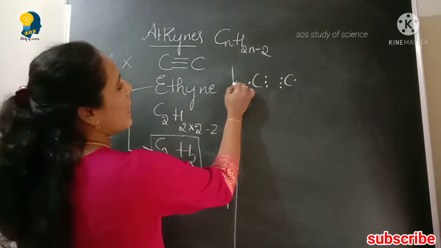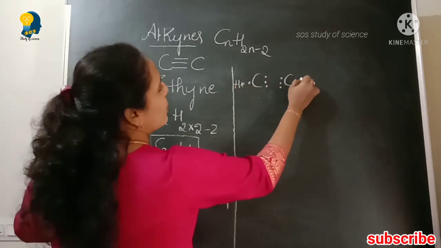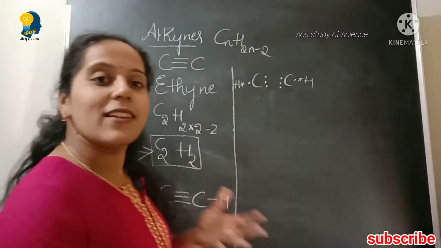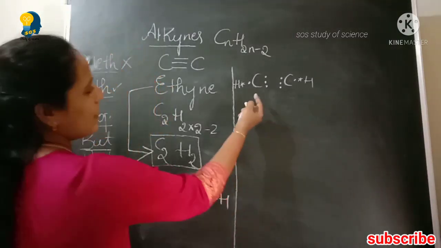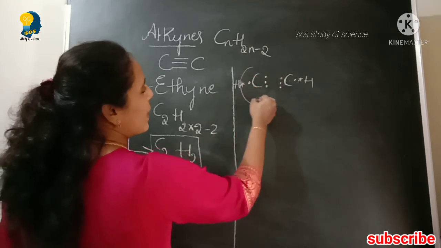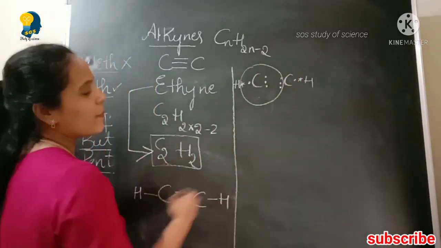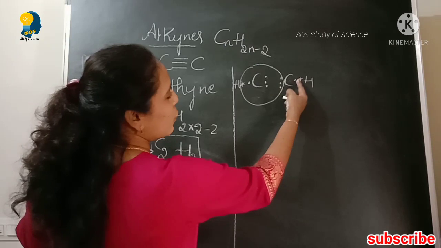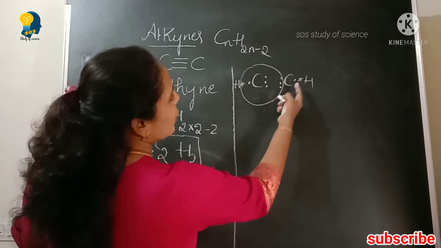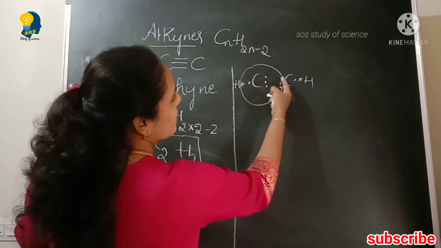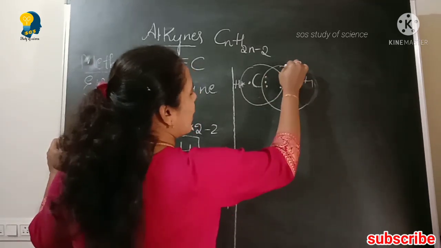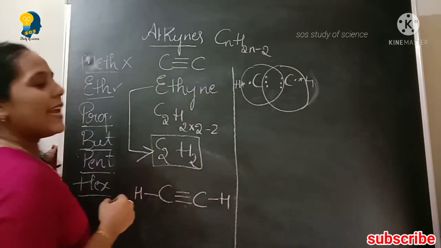Hydrogen has 1 valence electron. You can also check whether it is satisfied or not. So this carbon: 1, 2, 3, 4, 5, 6, 7, 8. This carbon has 8 valence electrons. And this carbon also has, see, 2, 4, 6, 8. That means these 2, 3, 4, 5, 6, 7, 8. So this carbon also has 8 valence electrons.